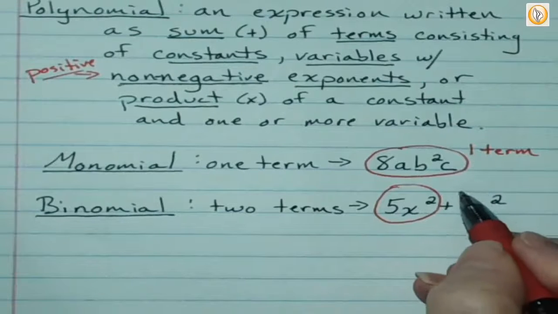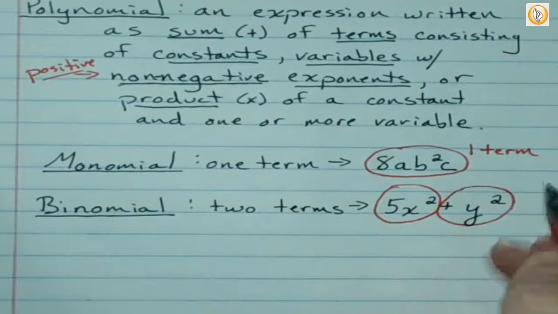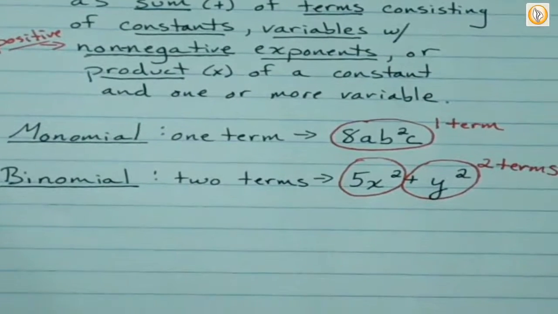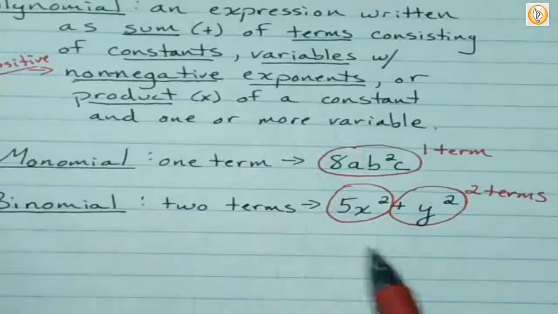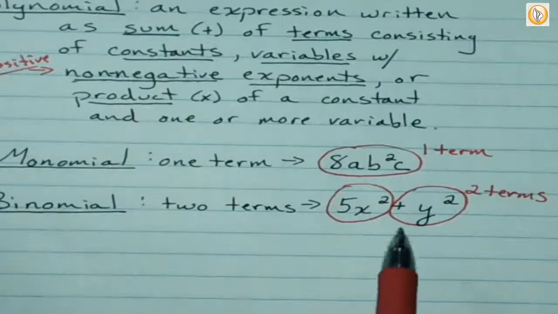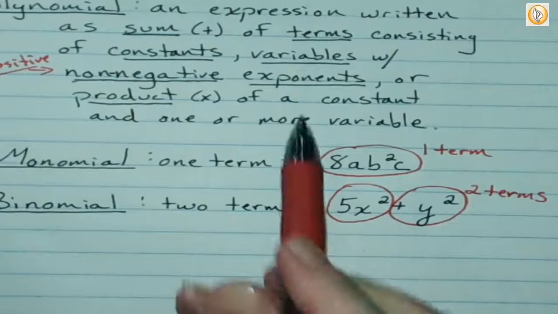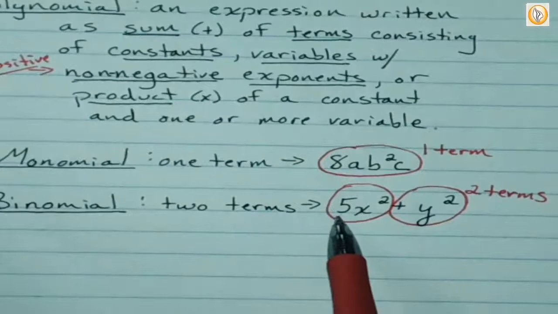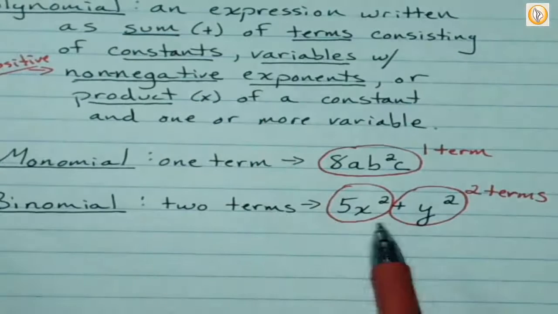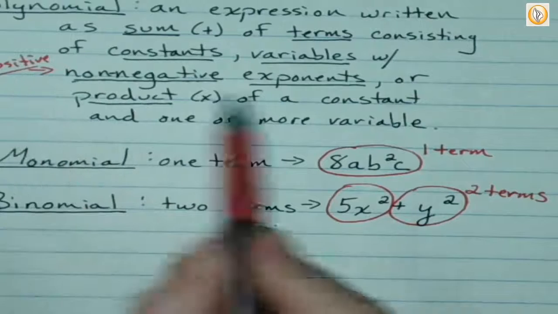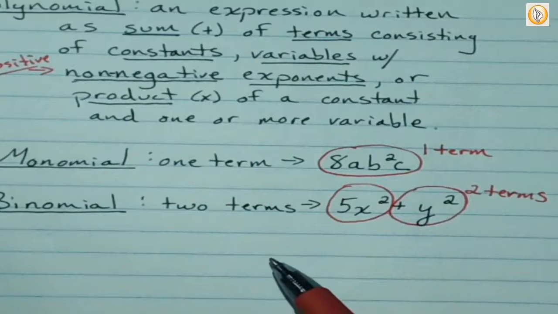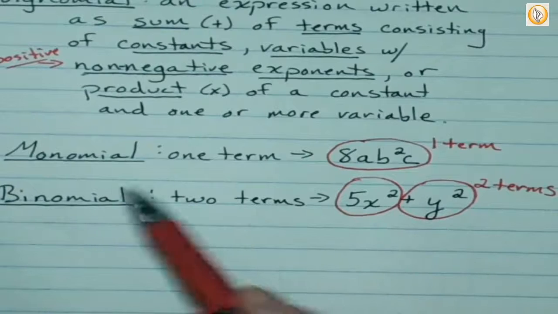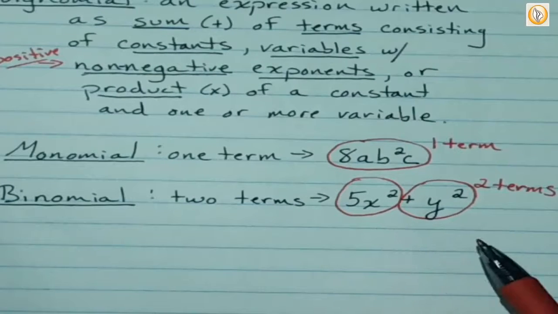And here's a term. 2 terms. So, an expression, here it is, as a sum, here's my plus sign, of terms consisting of constants, oh, well, there's a 5, and variables, these are my variables, with positive exponents, okay, the exponents are positive, and there you go. So that's a polynomial. It's a binomial polynomial. There's 2 terms. Yes, sir?